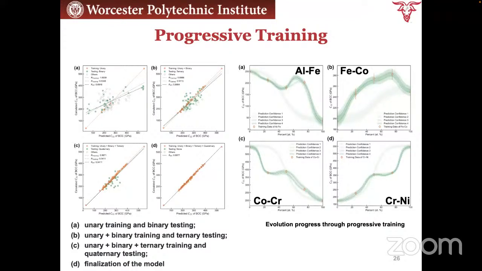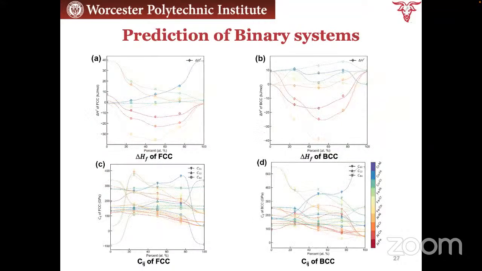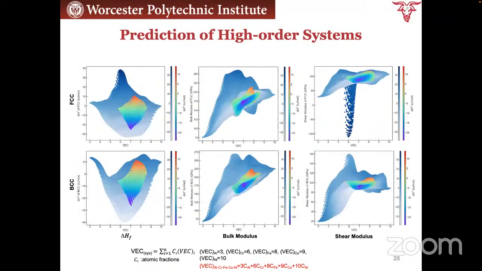The dashed line is the ideal case, and our data matches it very well. This shows when we do the machine learning step by step, 1, 2, 3, 4, the binary system actually didn't change. So we follow this Kappa approach: we fix the binary, then ternary, then quaternary, and then we can predict the high order systems.